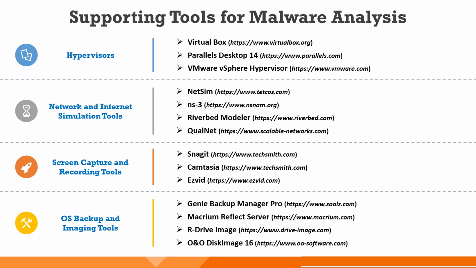So there are some tools that you're going to use for malware analysis. We need hypervisors, which are just like VirtualBox, Parallels Desktop, VMware, just to provide a virtualized environment for malware analysis. We need network and internet simulation tools. These just simulate the network as it is, so that at least you can ensure that the malware is not able to spread outside the network, and also you are able to analyze its activities to understand it. So you can use NetSim, NS3, the Riverbed Modeler. You can also use WorldNet.